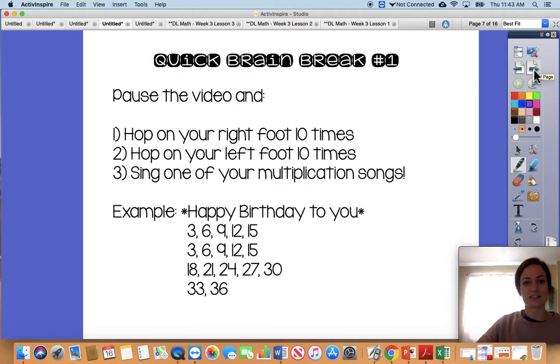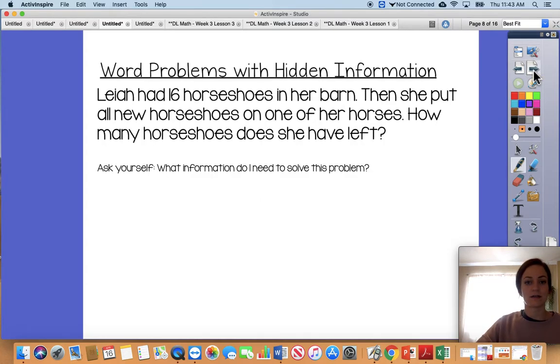Let's go ahead and move to the second part out of 3 parts. Okay, so now we're going to look at word problems with hidden information. So we really got to be detectives here and break down the word problem, what it's asking for us, and what we need to know to solve the problem. Okay, so let's go ahead and read.